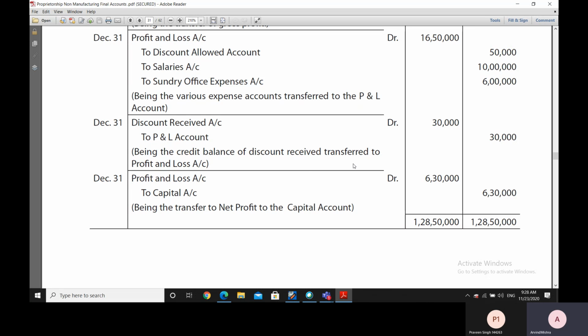After that, we arrive at a certain profit and loss account balance that we'll see just now. And so we transfer the profit and loss account balance, which is a net profit of 6,30,000 rupees, into the capital account by crediting the capital account with it.